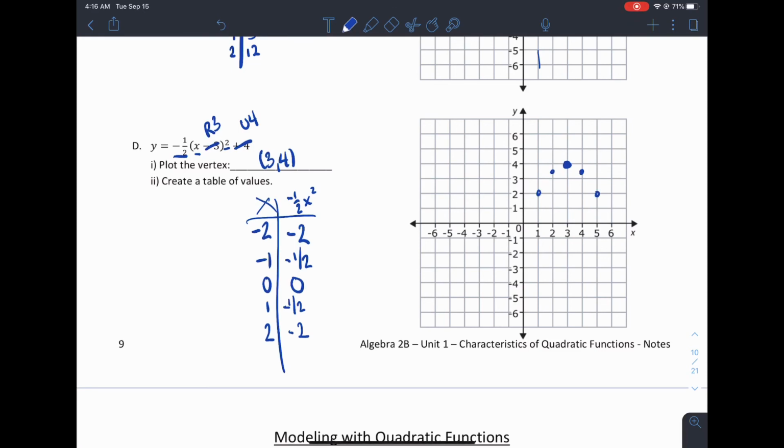And then I got another parabola. There you go. And this one's a little bit wider, and it's flipped upside down. I should have known that right away from the negative a value.